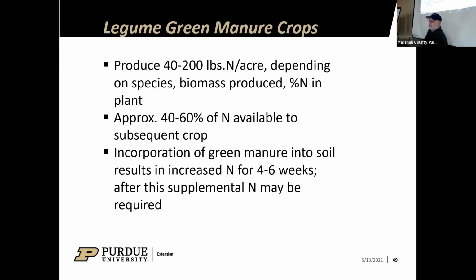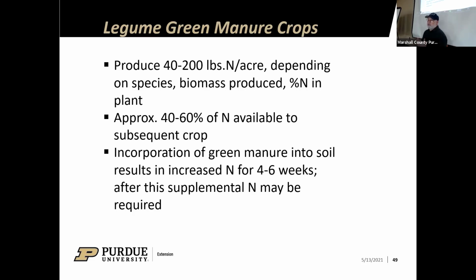It's on a per acre basis, but particularly if you do that green manure for a significant part of the growing season at least, you can get upwards of 200 pounds of nitrogen per acre produced. 40 to 60% of nitrogen is available to the subsequent crop when the cover crop is terminated. Incorporation of green manure into the soil results in an increase of N for 4 to 6 weeks, after which supplemental N may be required, depending on the needs of the crop. But you're moving a lot of nutrients back into the soil.